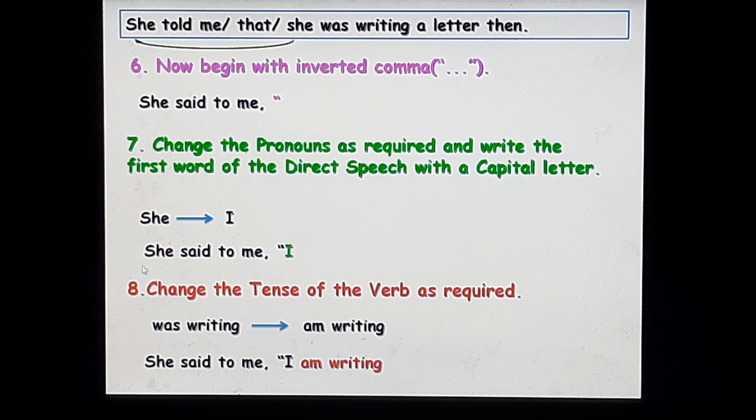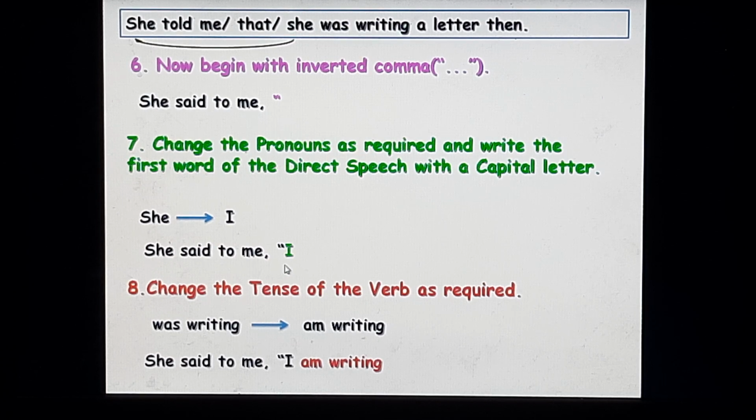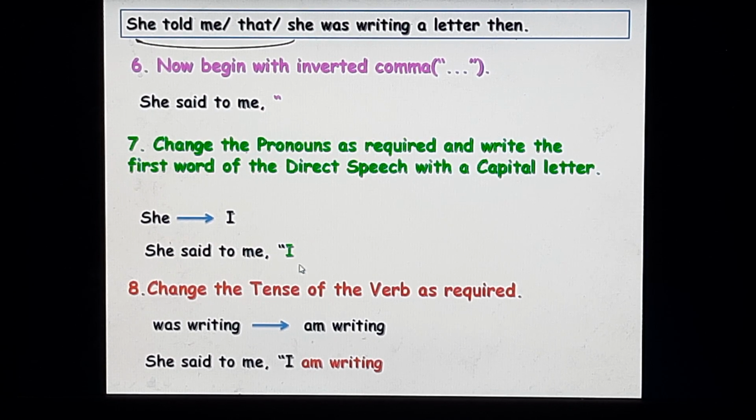Next you have the verb. So change the tense of the verb as required. Your verb in the indirect is was writing. Now this is past continuous tense. So it must change into its corresponding present continuous tense in the direct speech. So was writing actually will change into is writing, but here our subject is I. So the auxiliary verb that will follow I is am in the singular. So it is I am writing. She said to me, I am writing.